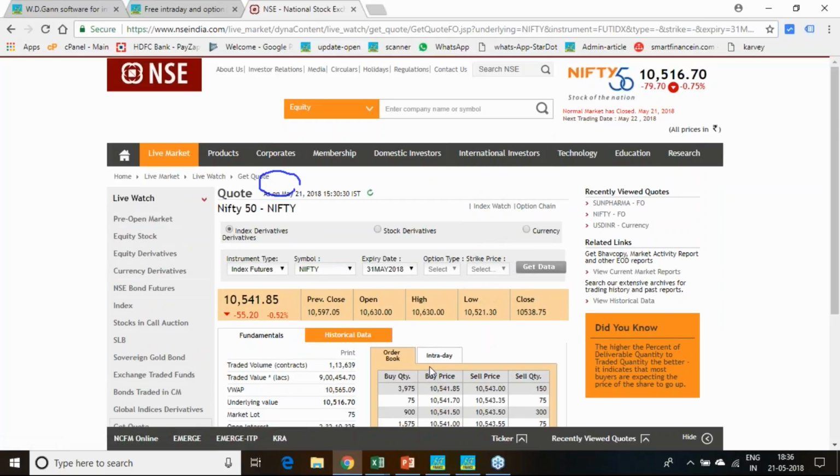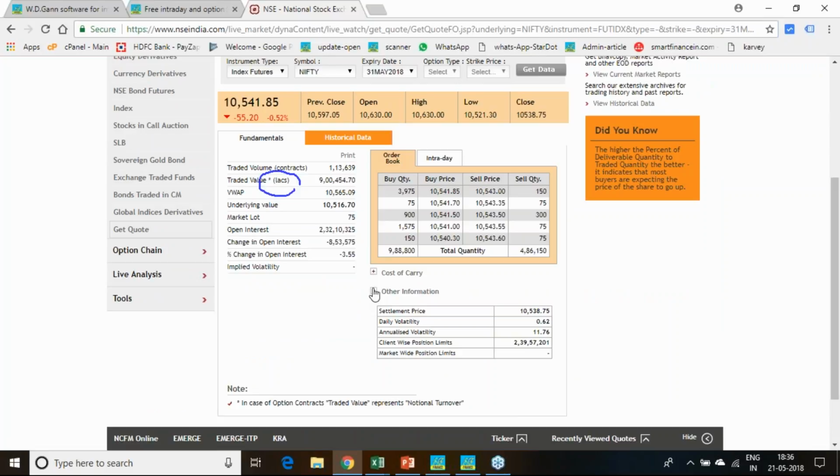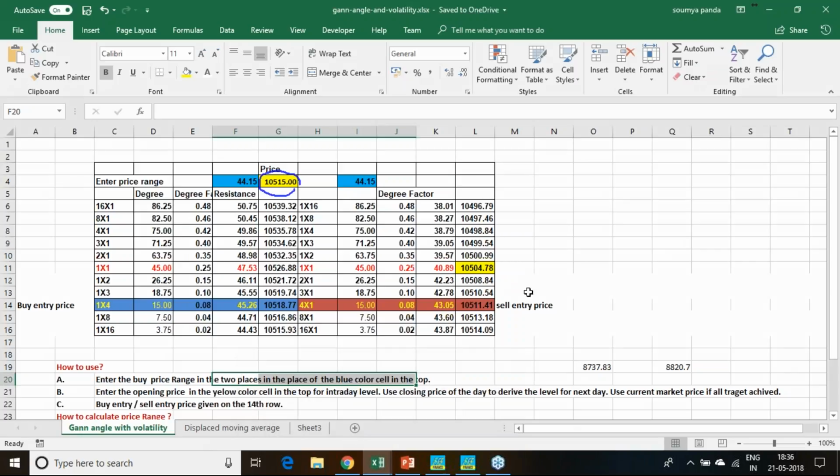A little bit of analysis we will do in the Nifty, and tomorrow you can testify it. Testifying is very important here. So daily volatility is 0.62%, it is telling. Last traded is 10,542. So I will go to this same Gann angle calculation, with the 10,542 Nifty future.